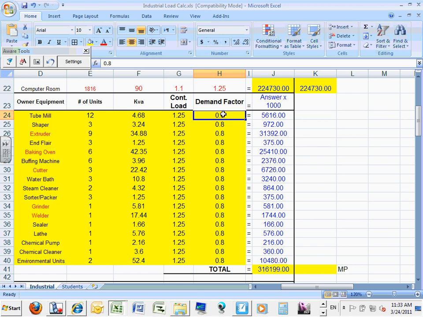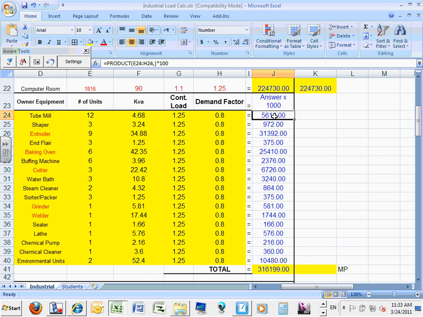This is a diversity factor for the load. Load diversity factor, 0.8. In reality, you know what we did? We basically got rid of the continuous load. So the 0.8 is a demand factor, not from the code, an engineering demand factor.